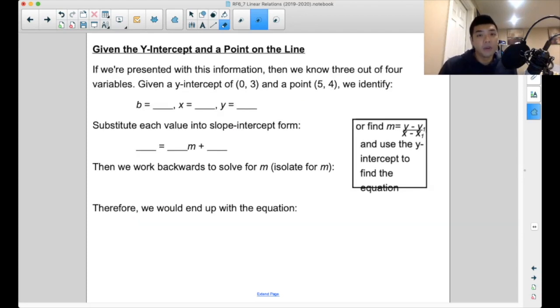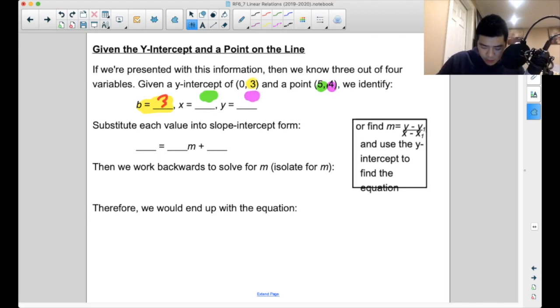So scenario one, we're given the y-intercept and a point on the line. So our example gives us a y-intercept of (0, 3) and a point (5, 4). So for us, if we're looking at our b value, your b value in this case is going to be 3. It's going to be pulled straight from the point that's given there. So we've got 3 as our b value. I've got an x value of positive 5. And then I've got a y value of positive 4. So I can go ahead and put those two values in.